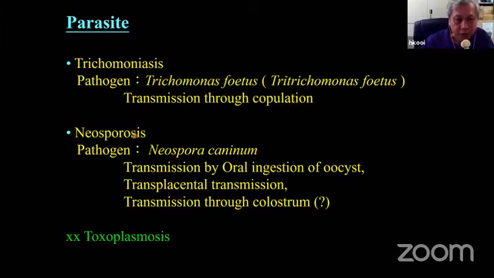The other one is neosporiosis. Of course, you can have the transmission by oral ingestion of oocysts, and then point source infection, they call that, and transplacental, and also through colostrum. Actually, we have found Neospora DNA in the colostrum of cattle and also in goats. So you might want to ask the question, what about toxoplasmosis?